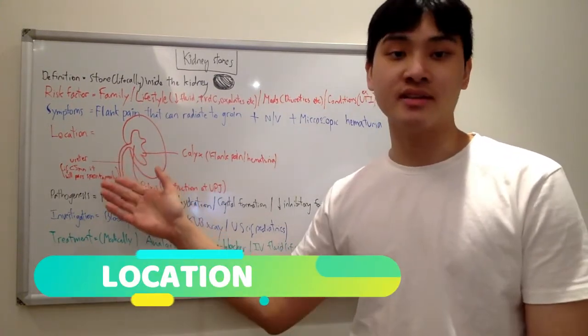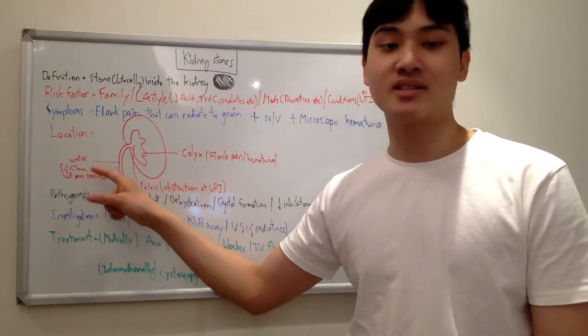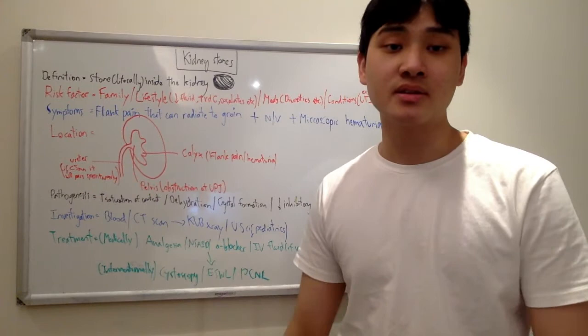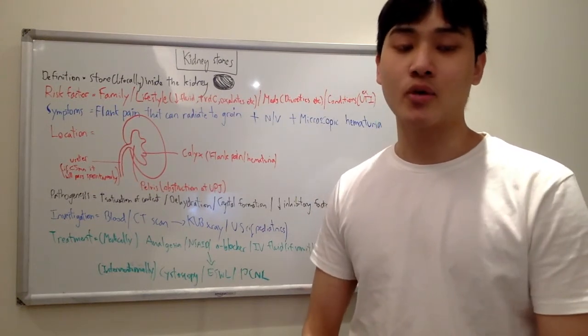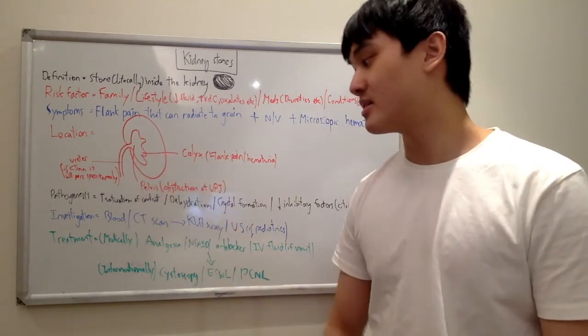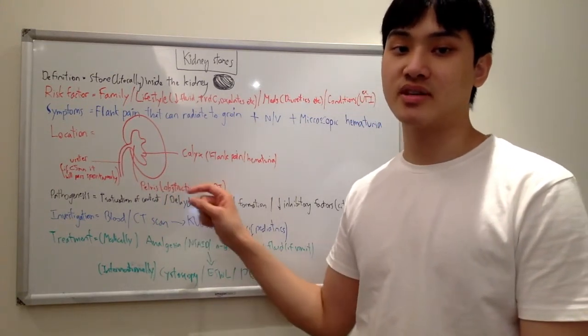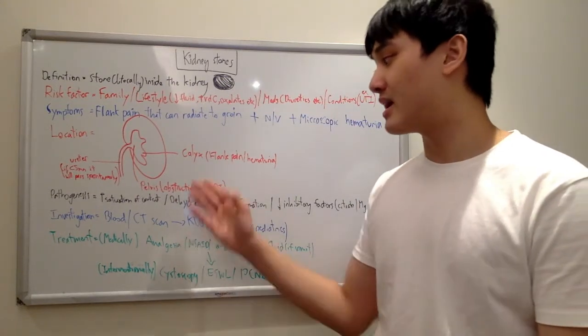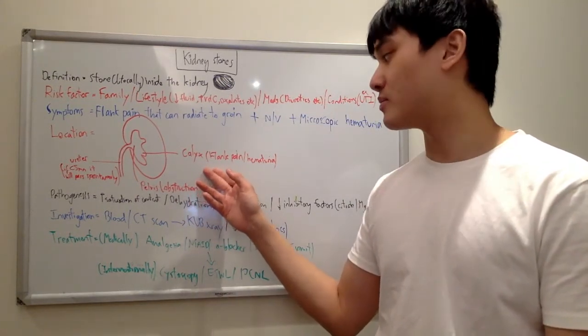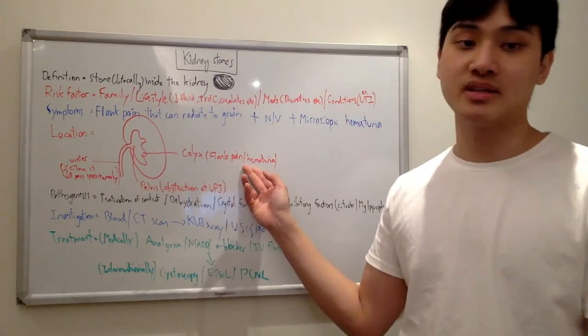Whereabouts is the location of the blockages. So this is your kidney. You have your ureter blockages. If it's less than 5 millimeters, it can pass down quite spontaneously. If it's in the pelvis, it usually causes obstructions of the UPJ, which is the ureter-pelvic junction. And in the calyx, which mostly causes the flank pain and also the bleeding in the urine.